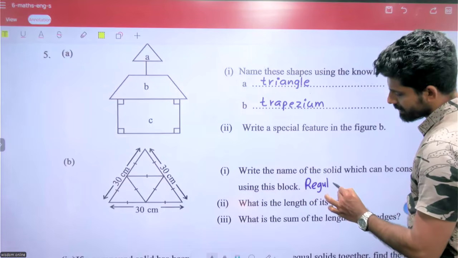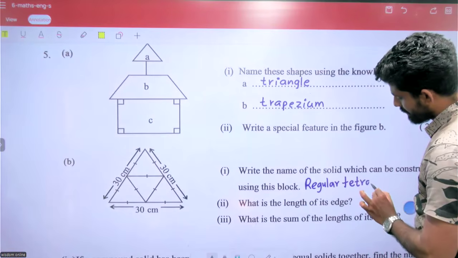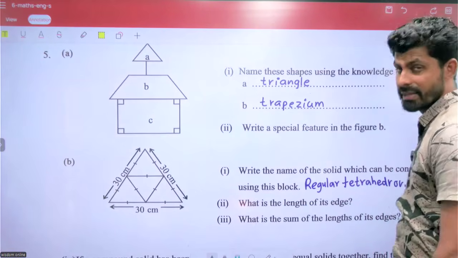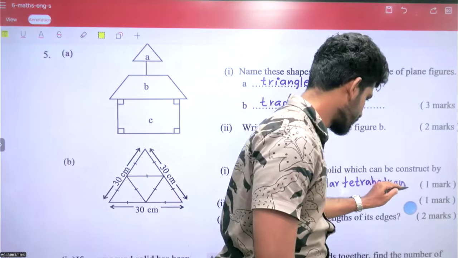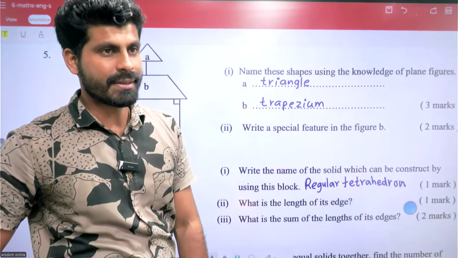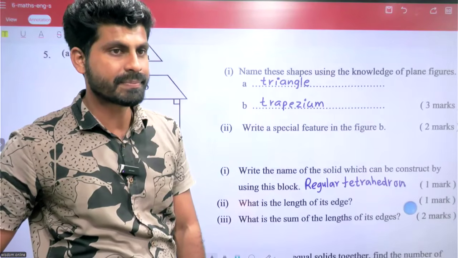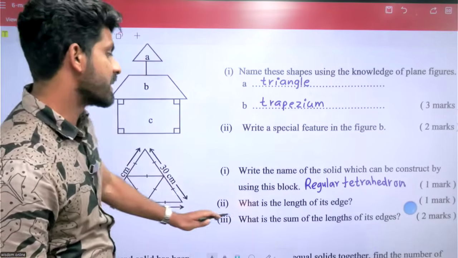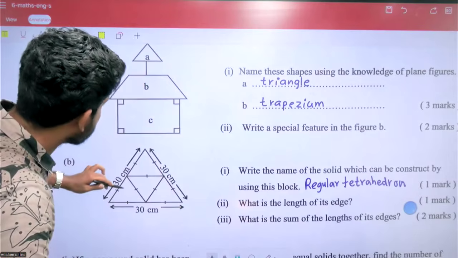Regular tetrahedron. Okay, the regular tetrahedron, right? Regular tetrahedron. What is the length of its edge? So what is the length of its edge?